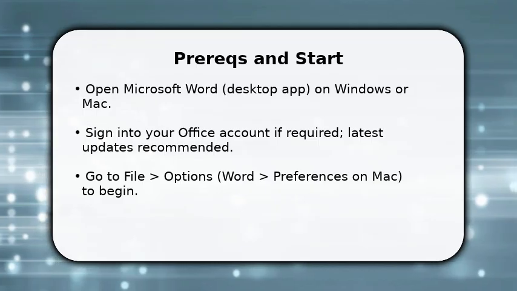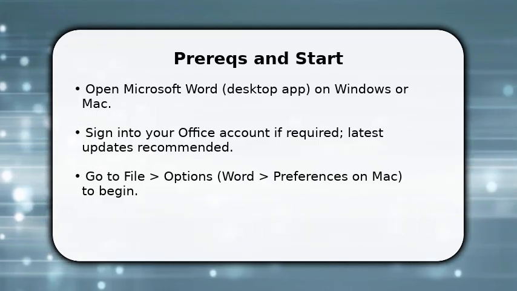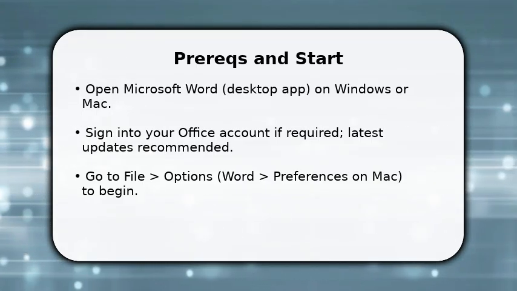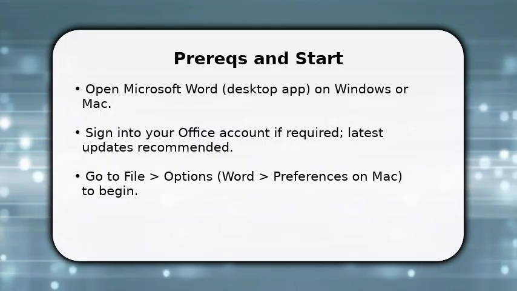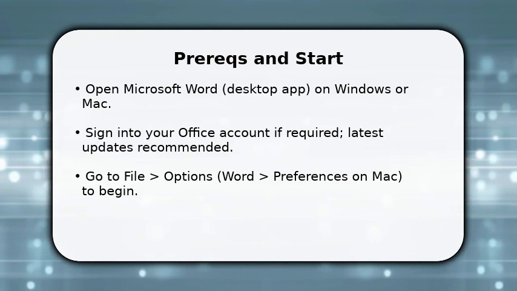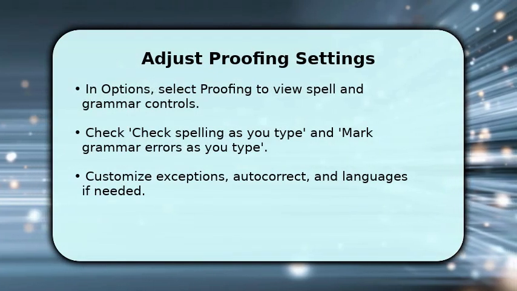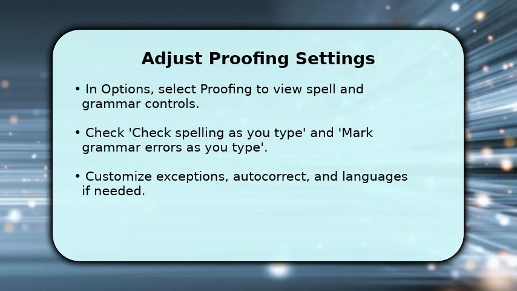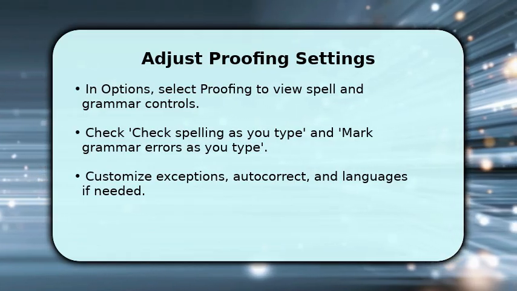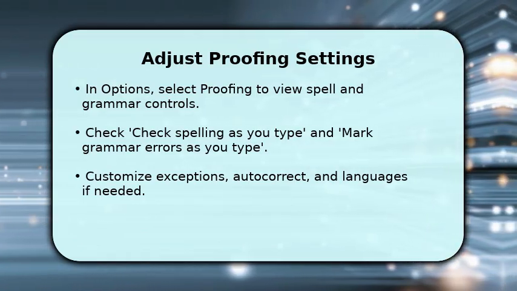Follow these steps now. Do not use WebWord because the desktop app exposes the full autocorrect and proofing options needed to enable auto spell check reliably. You're in proofing. This is where the automatic checks live. First, check the box labeled Check Spelling as you type so Word flags errors inline.